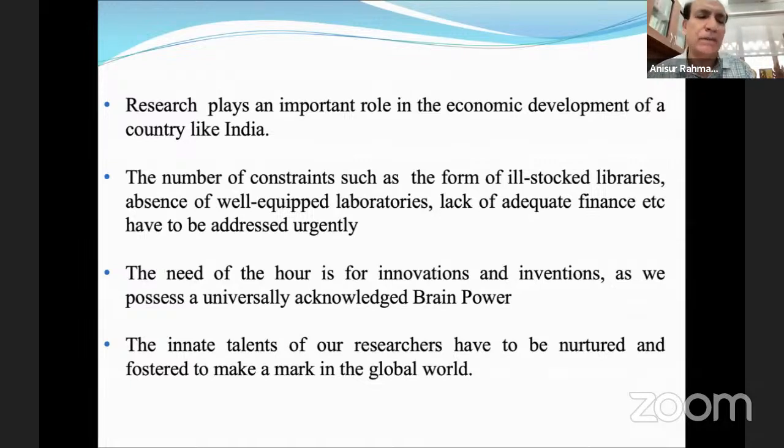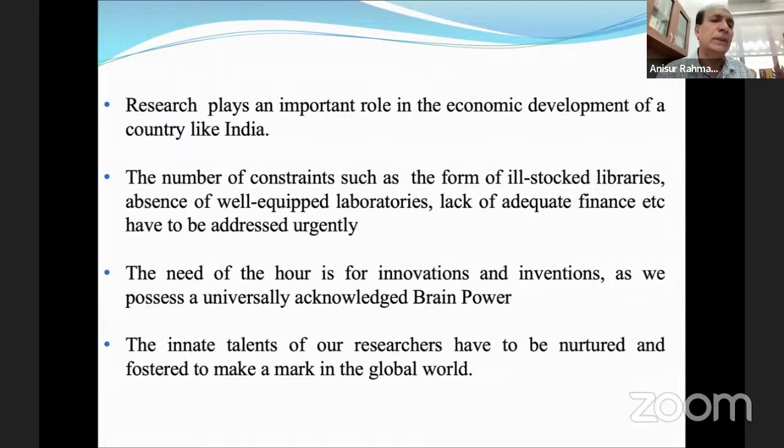So it is the responsibility of the academia to convince the other stakeholders, and we need to play our very proactive role, as it is being demanded by society, that we need to come to the forefront and discharge our responsibility responsibly. The innate talents of our researchers have to be nurtured and fostered to make a mark in the global world.